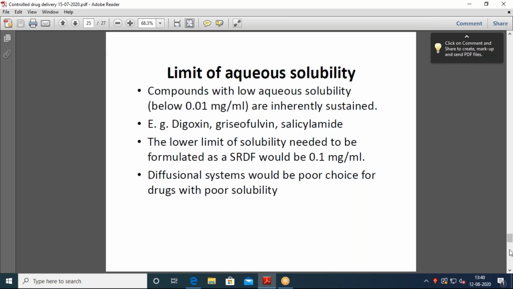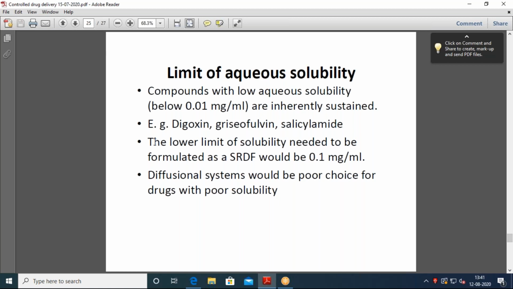Generally talking, these are all general rules, as you can see. Compounds with low aqueous solubility have an inherently sustaining effect, and I've just given you some examples: digoxin, griseofulvin, and salicylamide. Or any drug, for example, of BCS class 2. Most of them have poor aqueous solubility. So what is the lower limit of solubility?